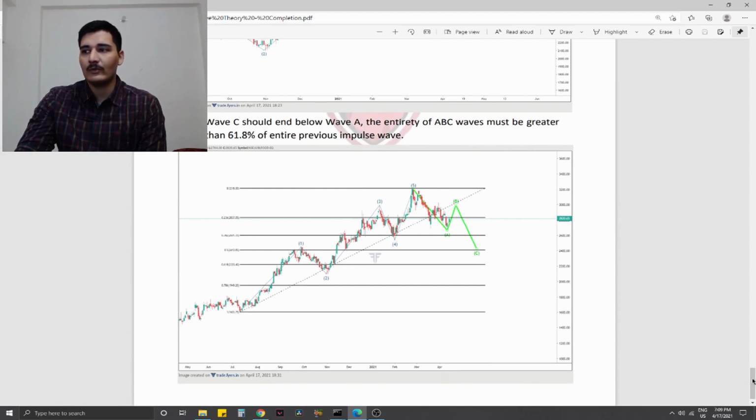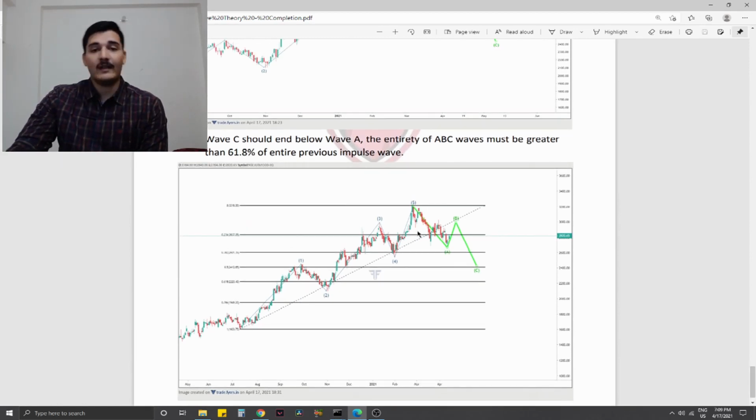Now there is one last rule which states that the entire ABC correction should not be greater than 61.8%, or 0.618 value, of the original impulse wave that preceded it. In this case, 0.618 comes to be around 2200. So as long as the C point does not end up breaking 2200 values, this would be a perfect example of 1 2 3 4 5 ABC corrective pattern.